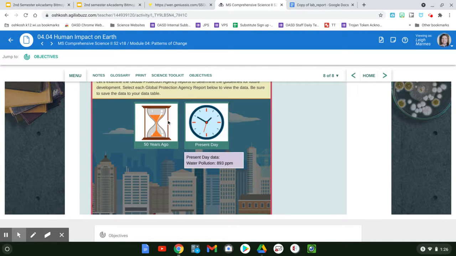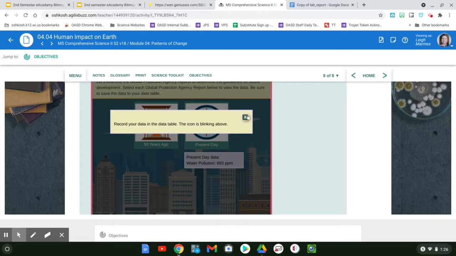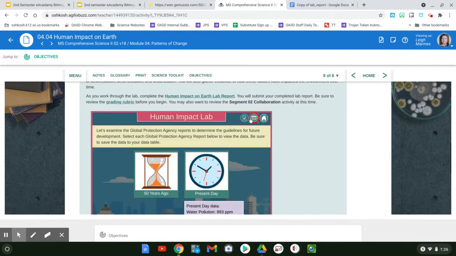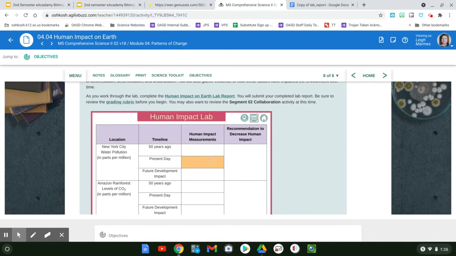Okay. And record the data as you go. So you're going to have to click on here and record the data for present.